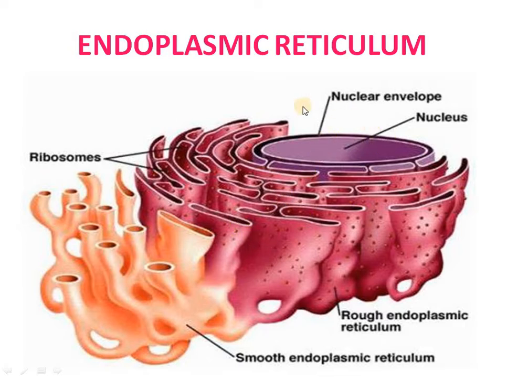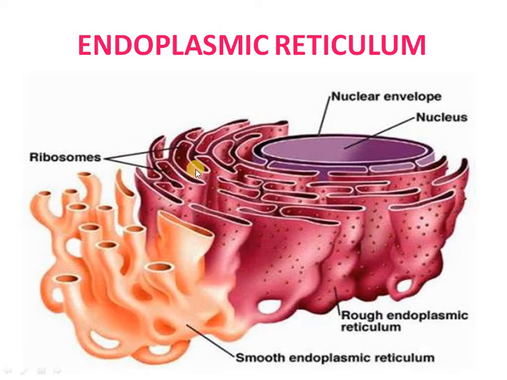Here you can see this is the nucleus. The outer nuclear envelope of the nucleus is connected to the endoplasmic reticulum and further to the smooth endoplasmic reticulum. Students, endoplasmic reticulum is of two types. One is rough endoplasmic reticulum. This pink colored area is rough endoplasmic reticulum, and this is smooth endoplasmic reticulum.